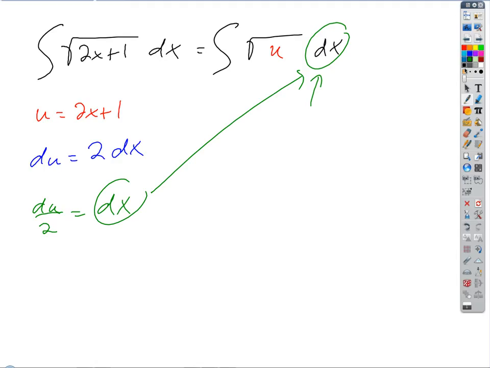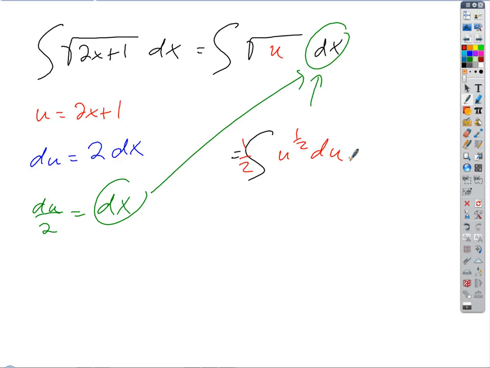So then now what do we have? This just becomes the integral of u to the 1/2, really, doesn't it? Right? Times dx, which is just a 1/2 du.